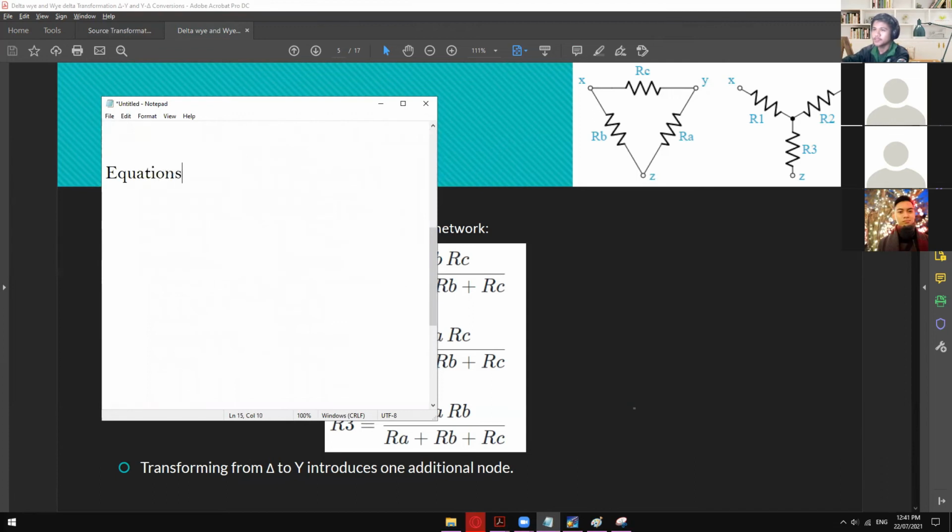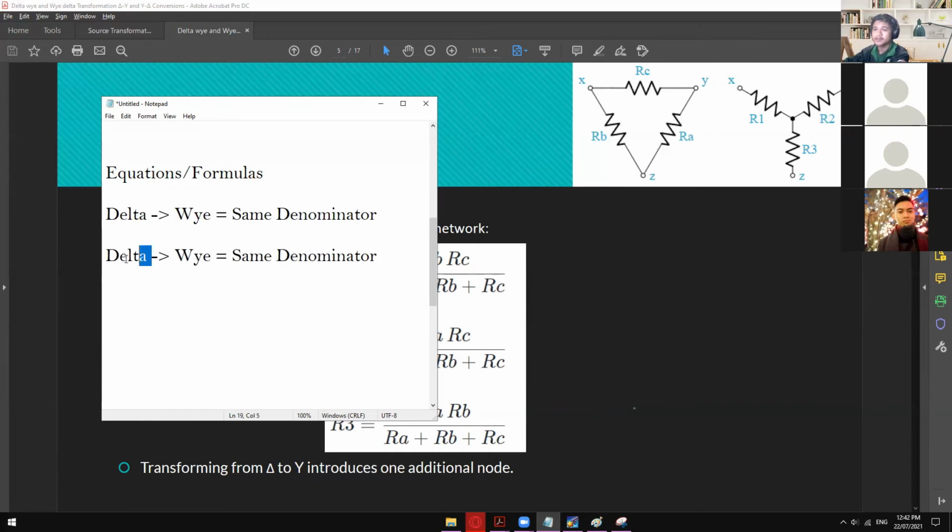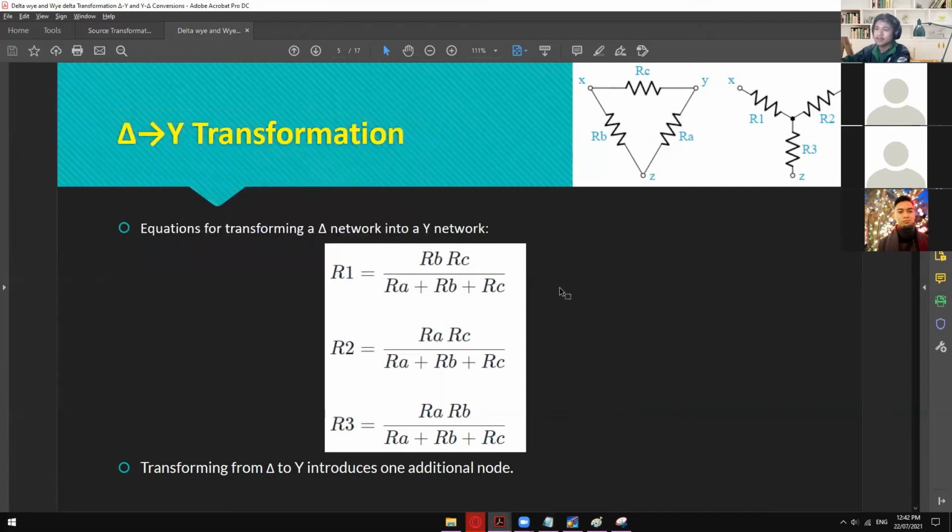So when it comes to equations or formulas, pwede nyong isulat ulit to. So from delta to Y, we have a same denominator. Okay. So vice versa, susulat ko na rin ngayon. From Y to delta, we have the same numerator. So, napakadali lang siyang tandaan. Okay, however, wag nyo lang pagpapalitin. Kasi pag pinagpaliktad nyo itong dalawang to, of course, mali na yung sagot nyo. Anyway, so when it comes to Y to delta, we have same numerator. So you guys will see later on the formula for the Y to delta. But for now, let's have this formula right here from delta to Y.